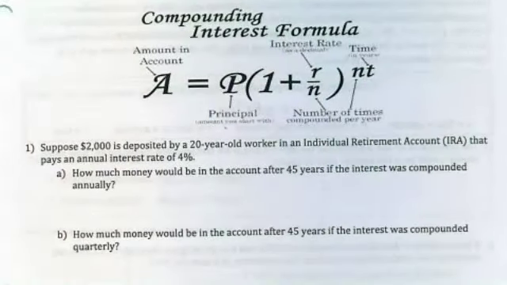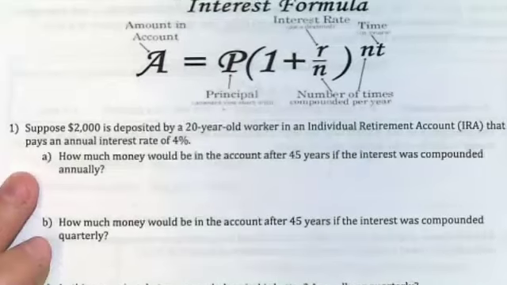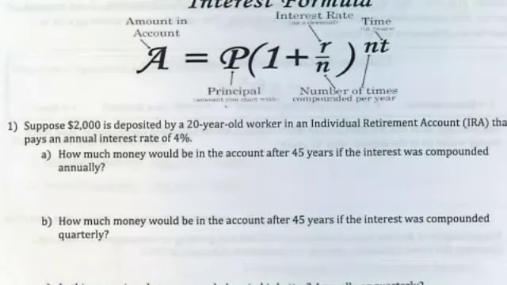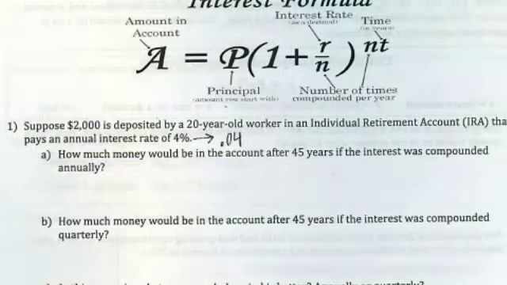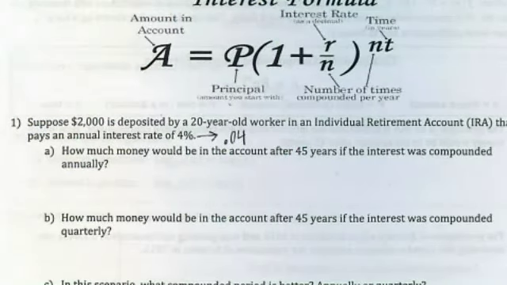So let's see what this looks like as a word problem. It says, suppose $2,000 is, let's zoom in a little bit. There we go. Suppose $2,000 is deposited by a 20-year-old worker in an individual retirement account, IRA, that pays an annual interest rate of 4%. I'm just going to go ahead and turn that into a decimal. How much money would be in the account after 45 years if the interest was compounded annually?